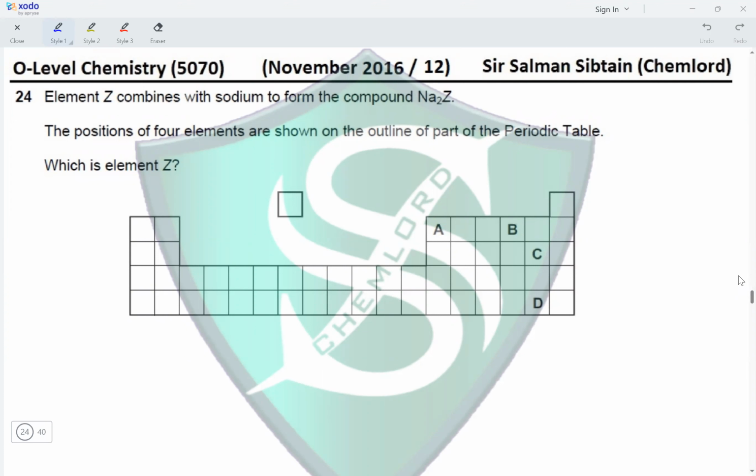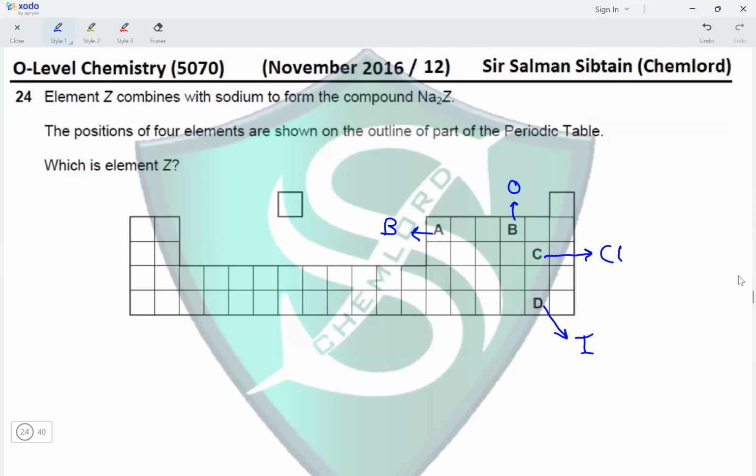So A is the first element in group 3, making it boron. B is the first element in group 6, making it oxygen. C is the second element amongst the halogens, so it is chlorine. And D is the fourth element amongst the halogens, making it iodine.